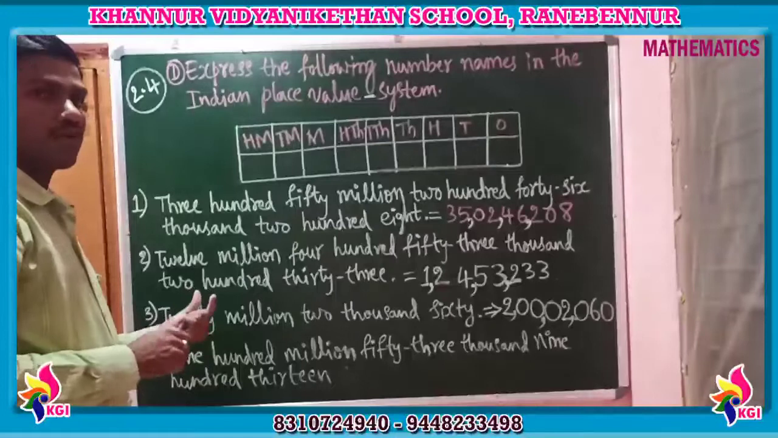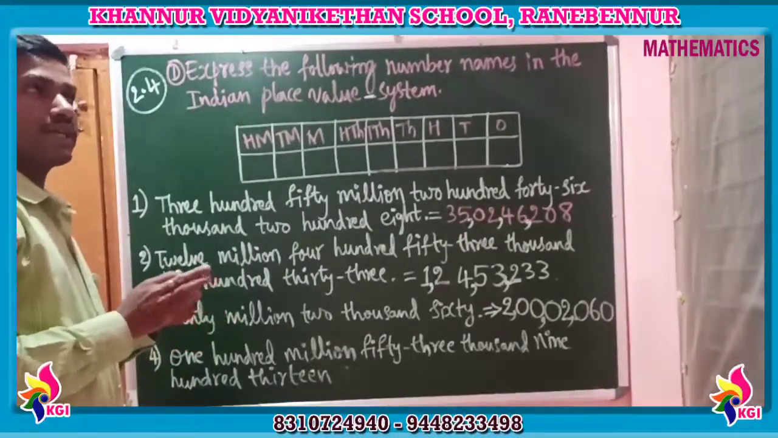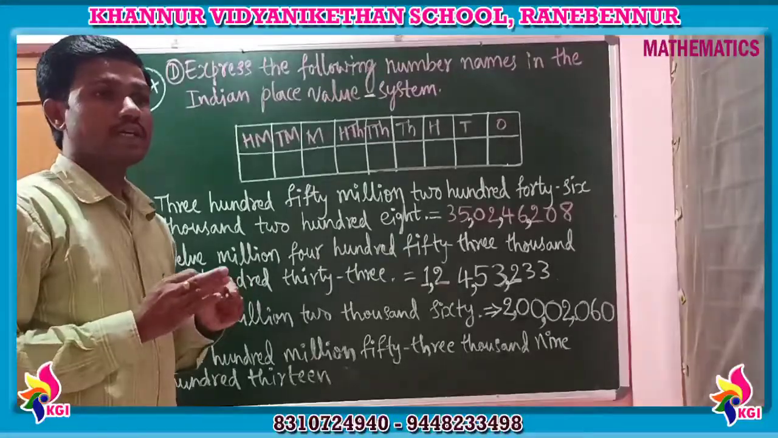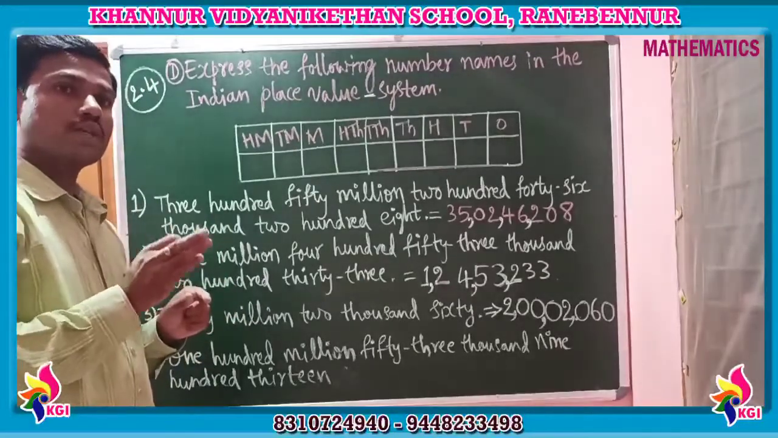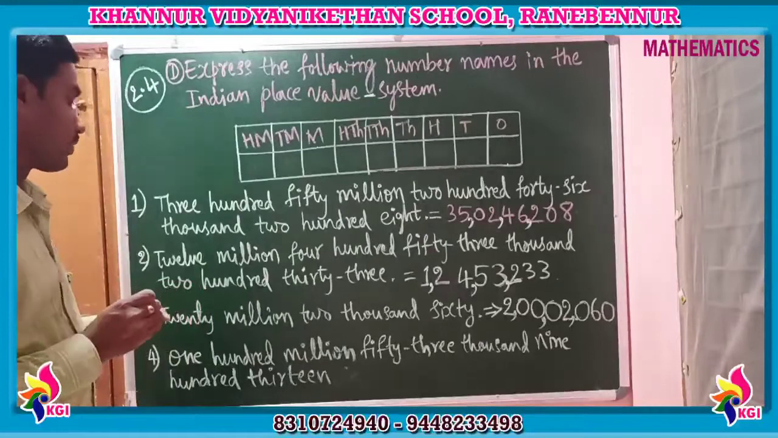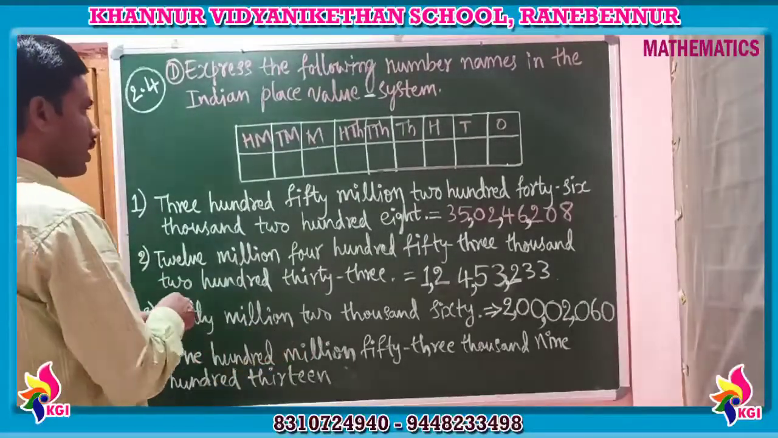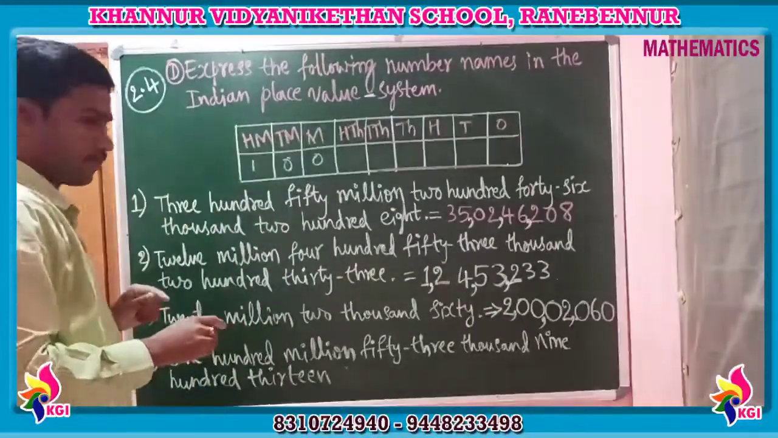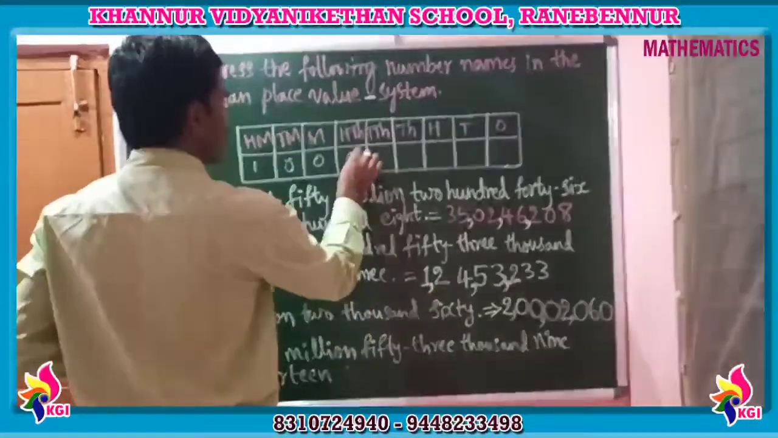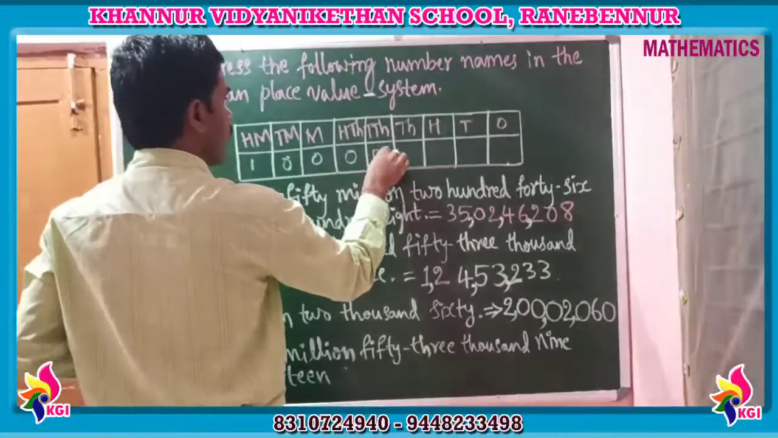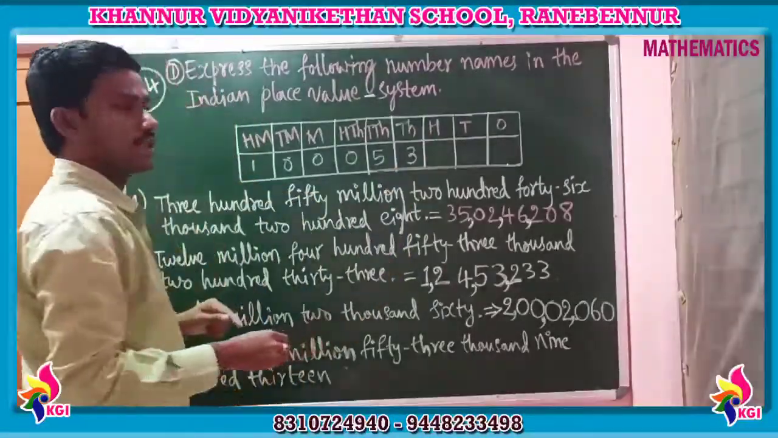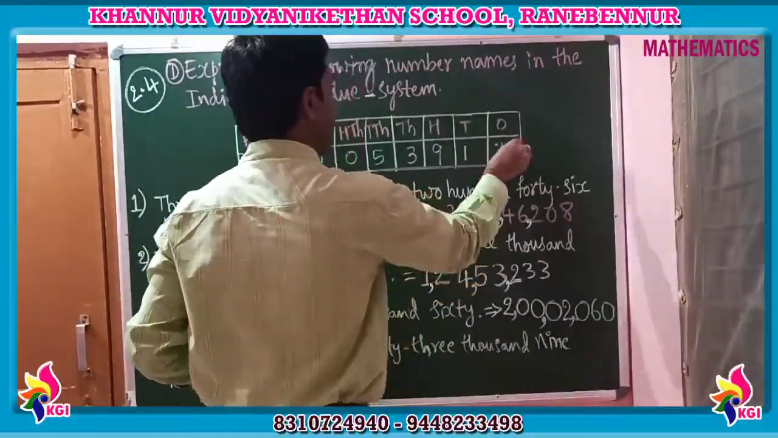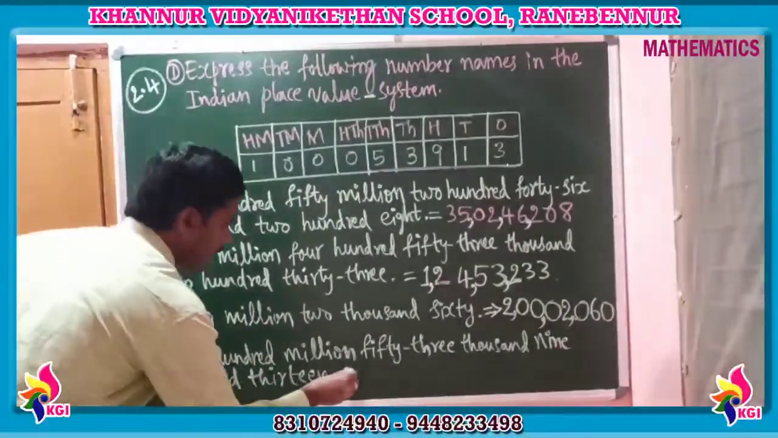53,913. This is in the form of a number name in the international place value system. Now we want to write it in numeral form and read it in the Indian place value system. Okay, 100 million. Now I am writing in the place value chart 100 million. For 53,000, the 100,000s place is 0, write 5 in the 10,000s and 3 in the 1000s. So it can be read as 53,913.